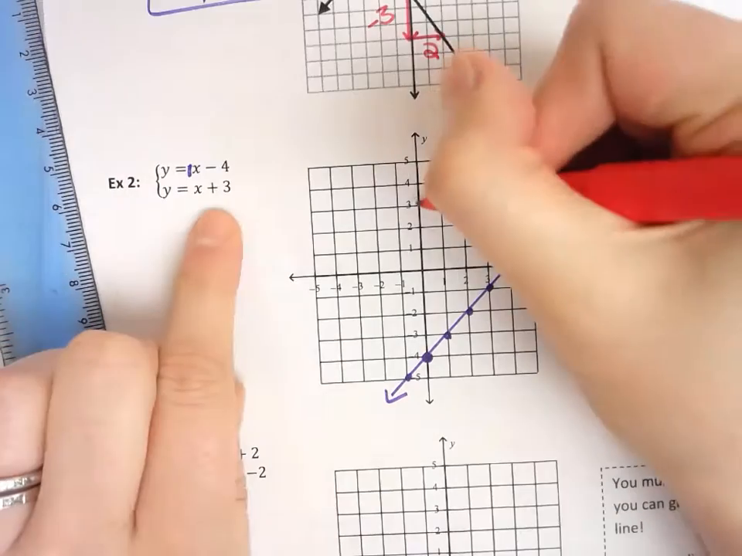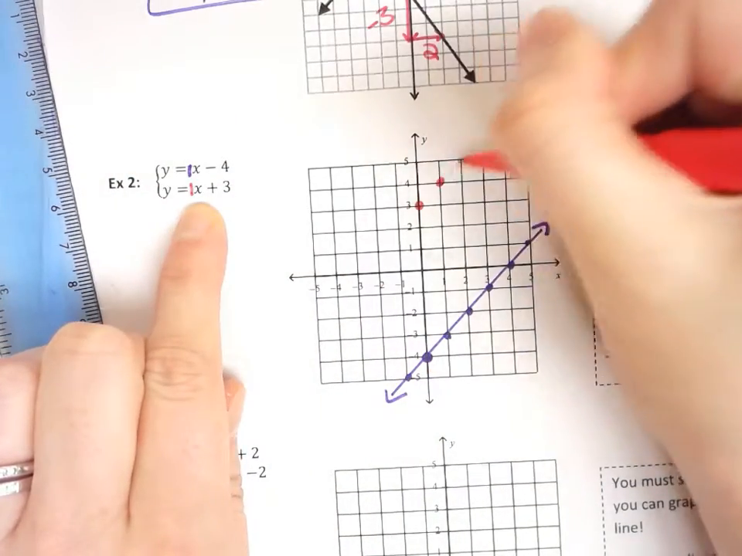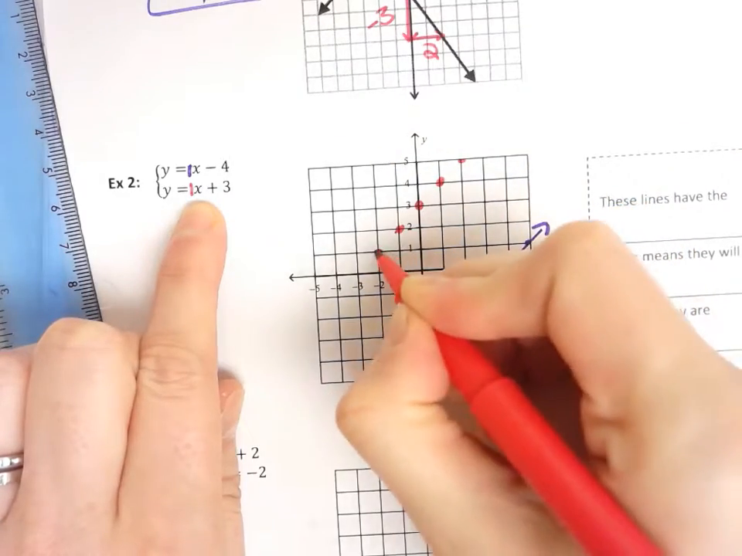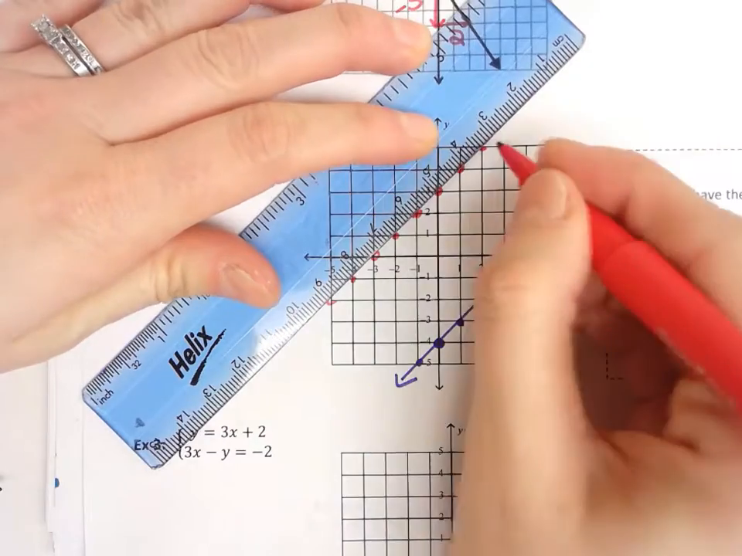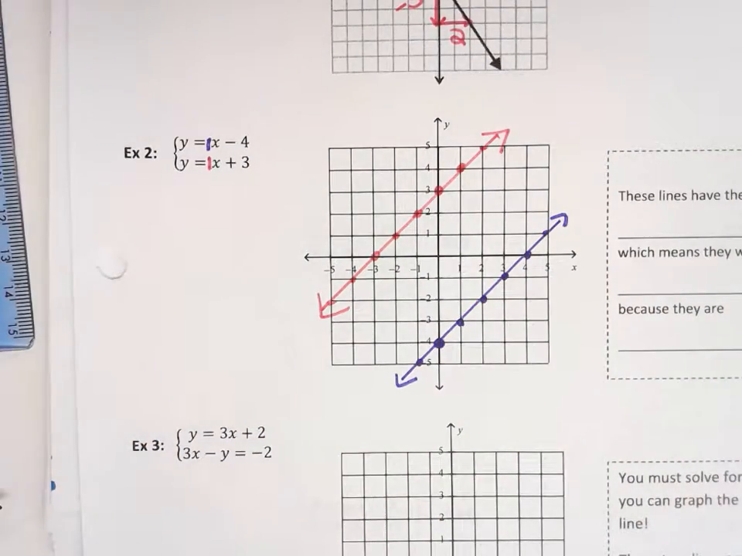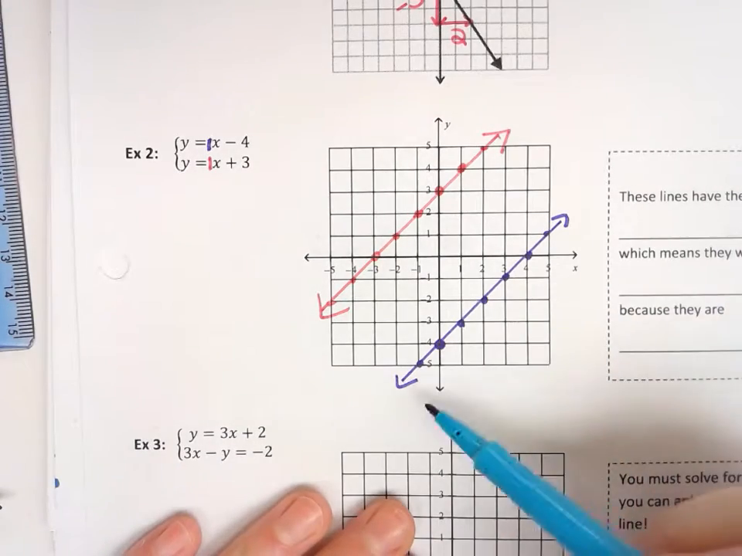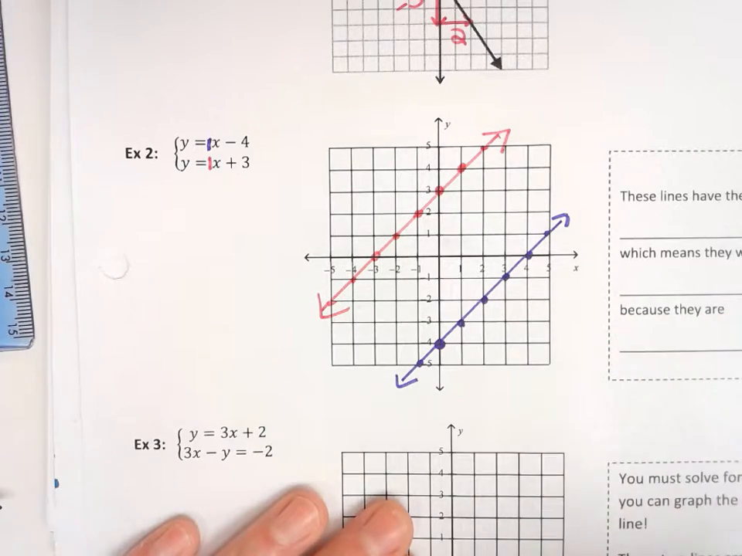This one starts at positive 3. It's got a slope of that imaginary 1, so it's going up 1 and over 1 as well. I'm going to make sure that I go all the way through the picture. All right. So as far as the solution to this thing goes, a solution to a system is where the two lines cross. But these two lines are never going to cross because they're parallel.